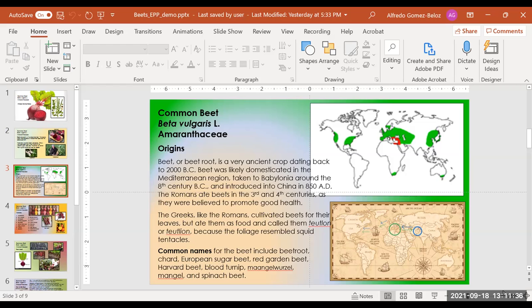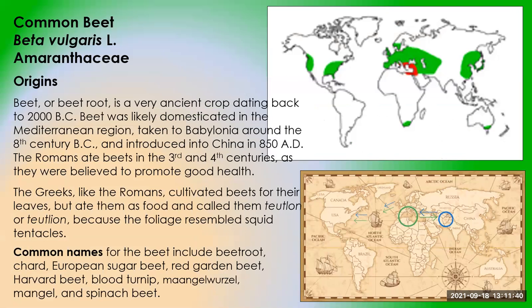Next is, let's see if I could do this. Okay, yeah, this looks better. All right, so this is where are the origins? It's an ancient crop, which is pretty old. 2000 BC is when we start to find indications that it was grown in this area here.